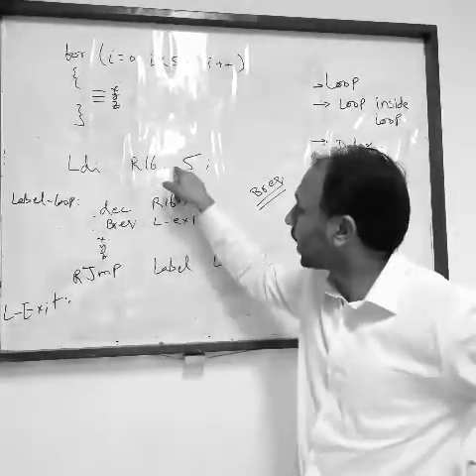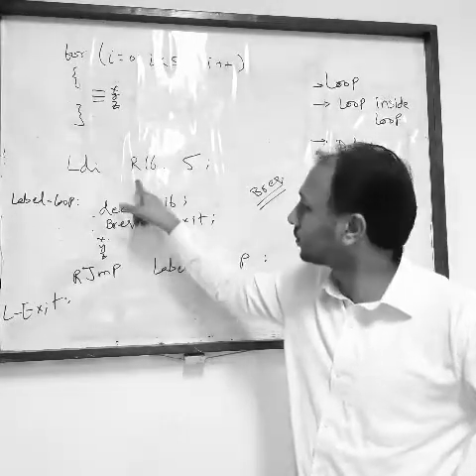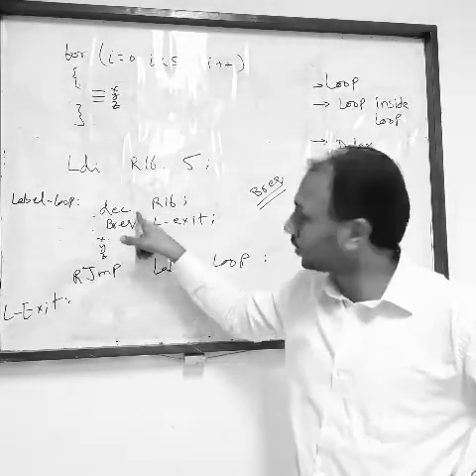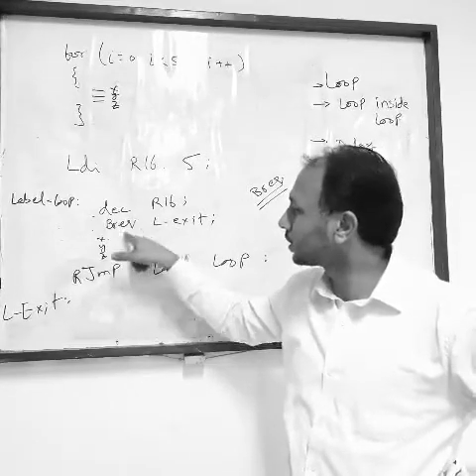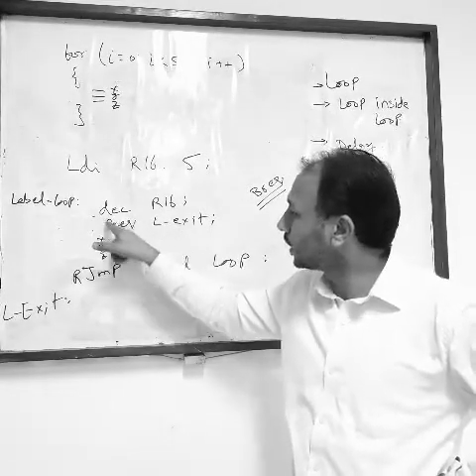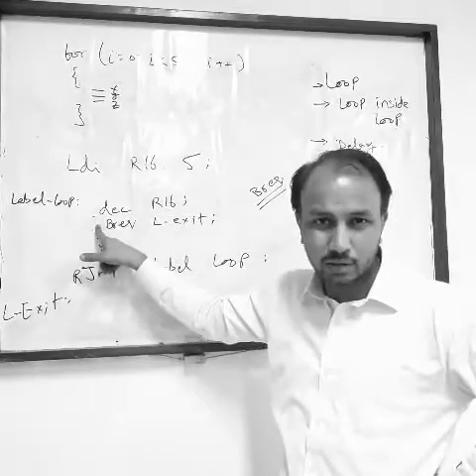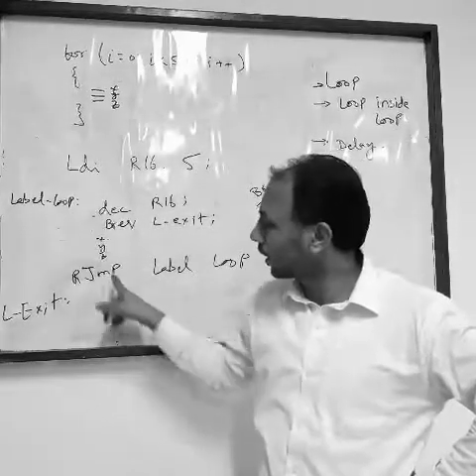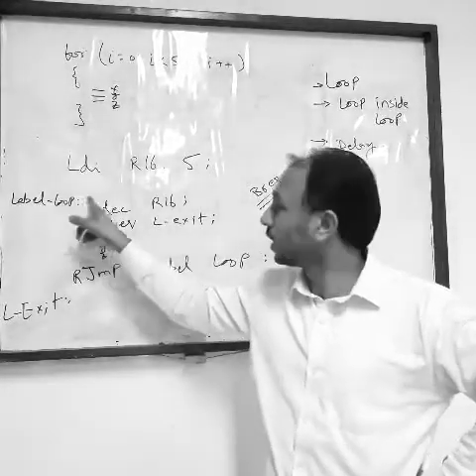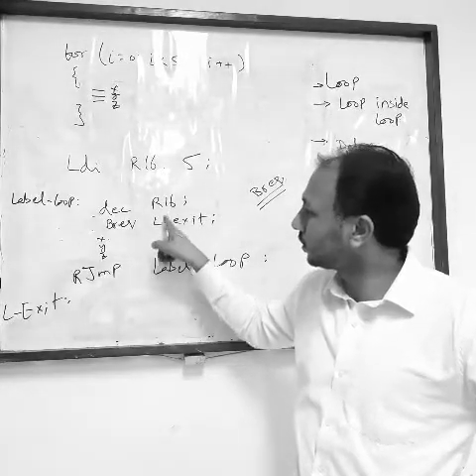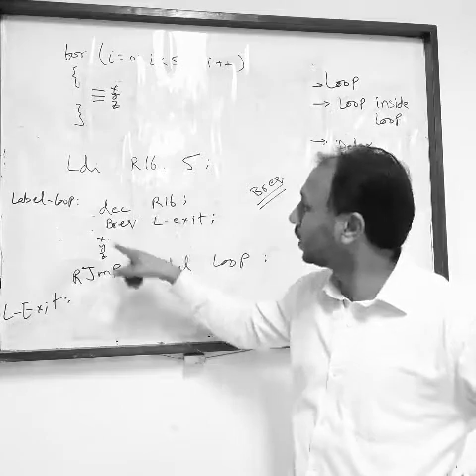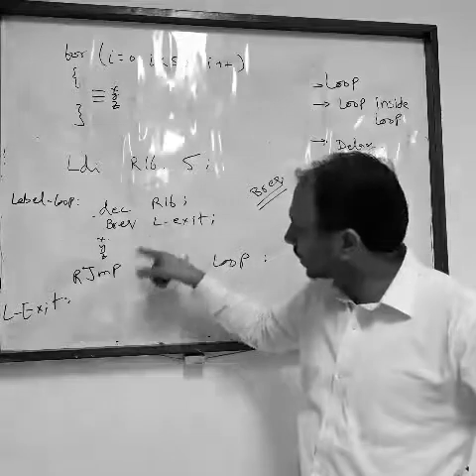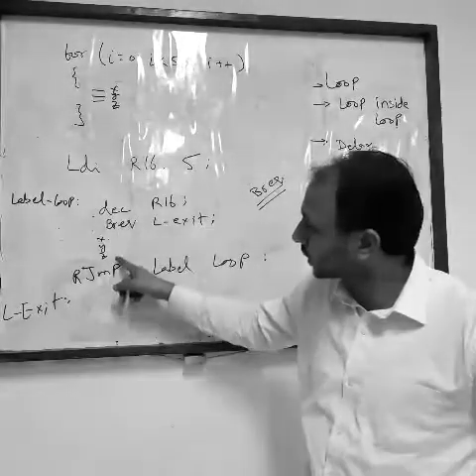First time R16 is 5, it will become 4. 4 is not equal to 0. This instruction will not be run. So it will run this and it will take the unconditional jump, it will reach here. Again 4, no, it will be 3, 2, 1, 0. When 0, this will come out. It will not run this instruction.